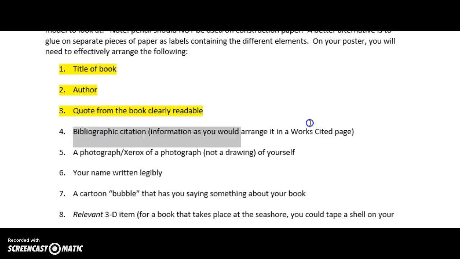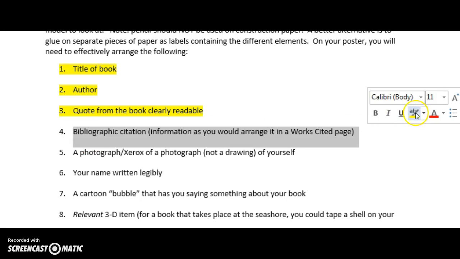Number 4, this is English. We want to have a bibliographic citation. That would be the information as you would arrange it, say, in a works cited page. So it's going to include the author's name, last name first, the title of the book, the place of publication, and then the publishing company. Finally, the date. We need that information on your poster.